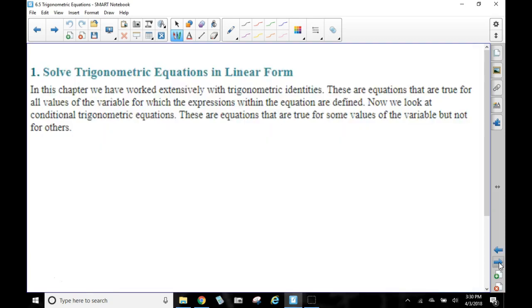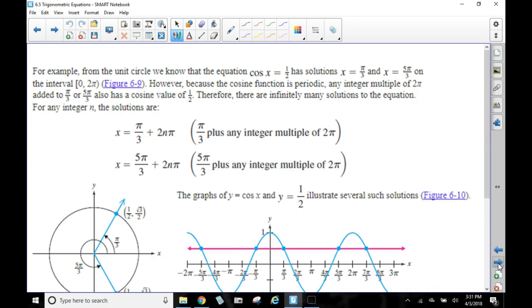So it says we've worked extensively so far with identities. These are equations that are true for all values of the variable. Now we're going to look at some conditional trig equations. These are equations that are only true for some values of your variable, but not all of them.